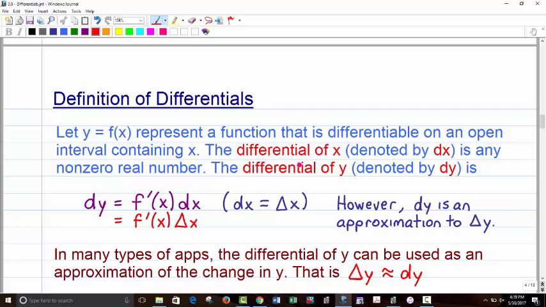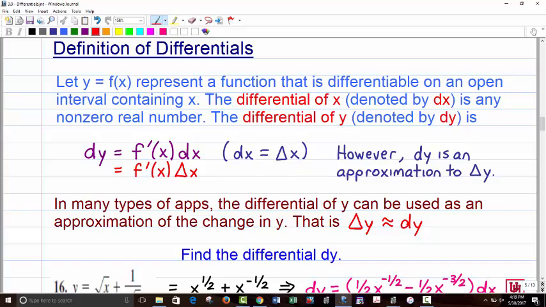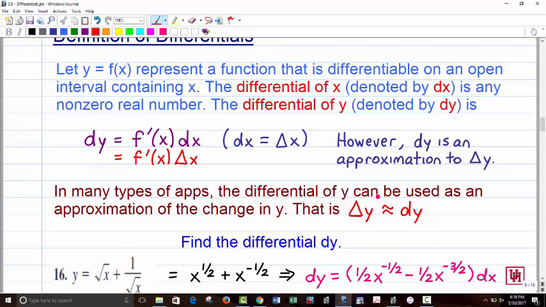All right, here it's written out. The differential of x is denoted as dx. Dx and delta x are the same thing, but like I said, dy and delta y are not the same thing. So the dy is calculated as f prime of x dx, which also can be replaced with delta x.